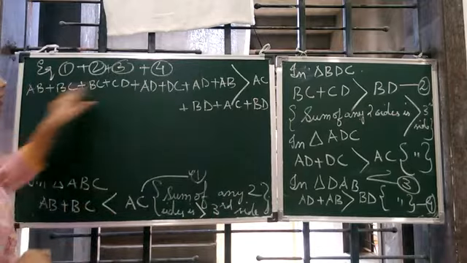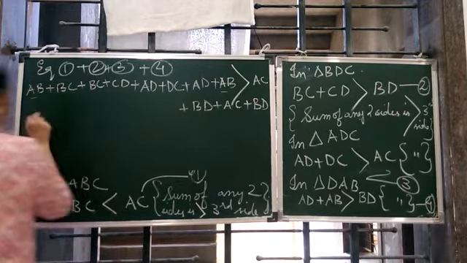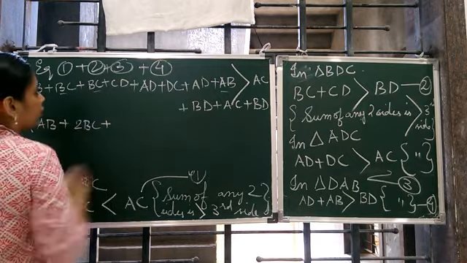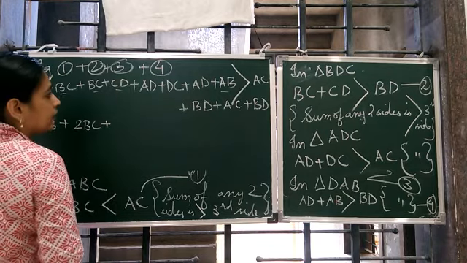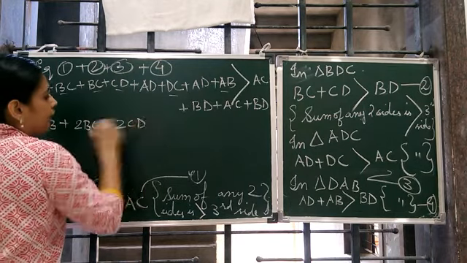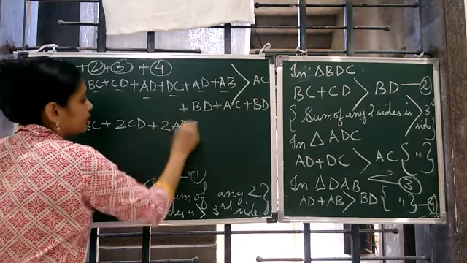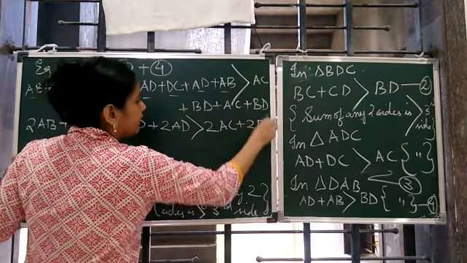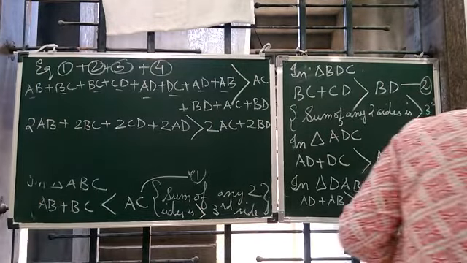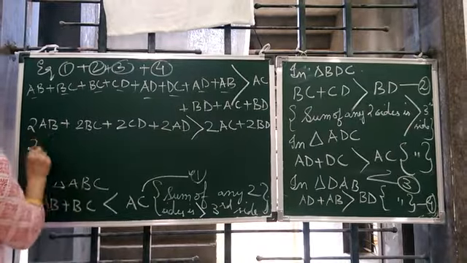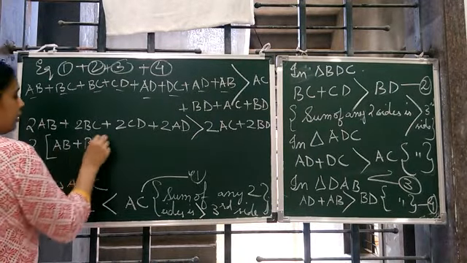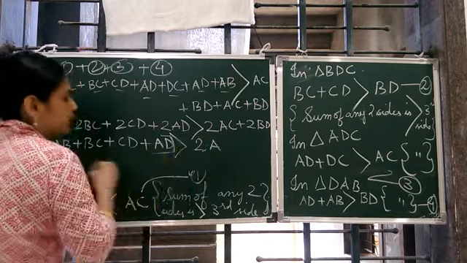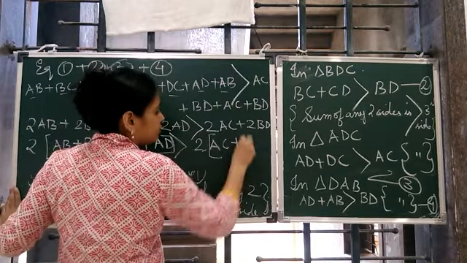So you can see here AB plus AB is 2AB, BC plus BC is 2BC, CD plus CD is 2CD, and AD plus AD is 2AD, greater than 2AC and 2BD. Correct? Now if we take 2 common, we can cancel. So 2 comes out: AB plus BC plus CD plus AD is greater than 2 times AC plus BD.